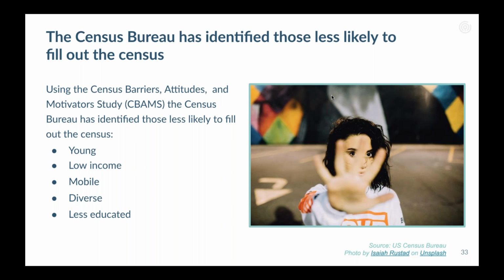And to start, we first want to take a step back and look at what the Census Bureau has identified as those less likely to fill out the census, right? Using the census barriers, attitudes, and motivation study, we know that those hard to count populations have several characteristics. For instance, they're young. On average, they're 39 and under. We know that these are people with low income, who are highly mobile and either live in rental places or do not live in traditional housing and live in things such as mobile homes.